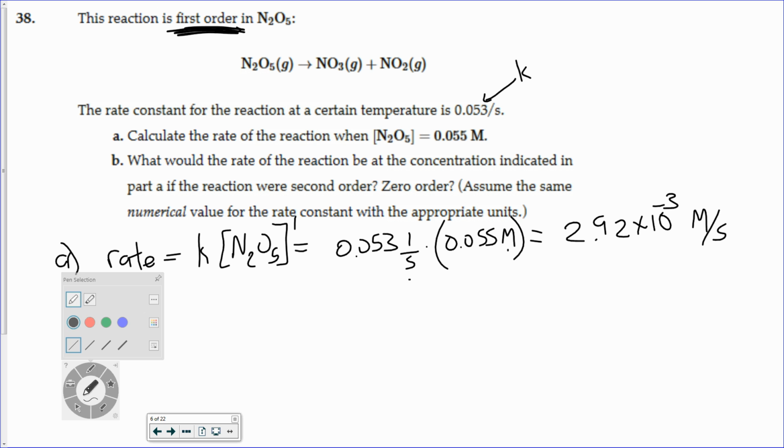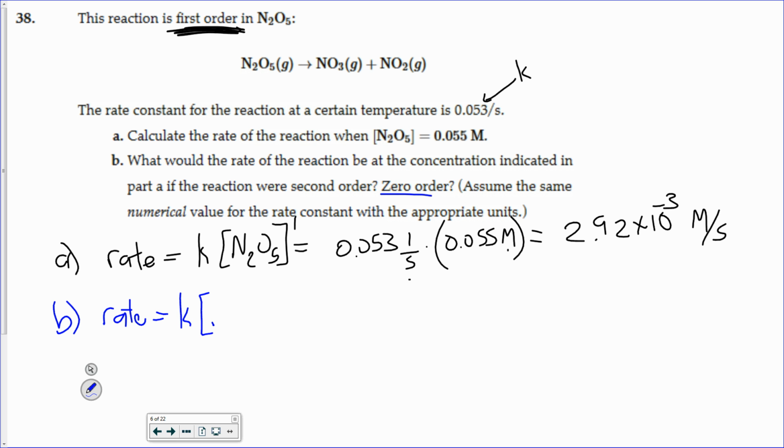Let's go ahead and at least answer one of the other ones. So let's do what it would say in B. B wants you to do different orders. It wants to know what the rate of the reaction would be if it were zero order. If it were zero order, this exponent just becomes zero, so that term drops out. So the rate's just going to equal K.